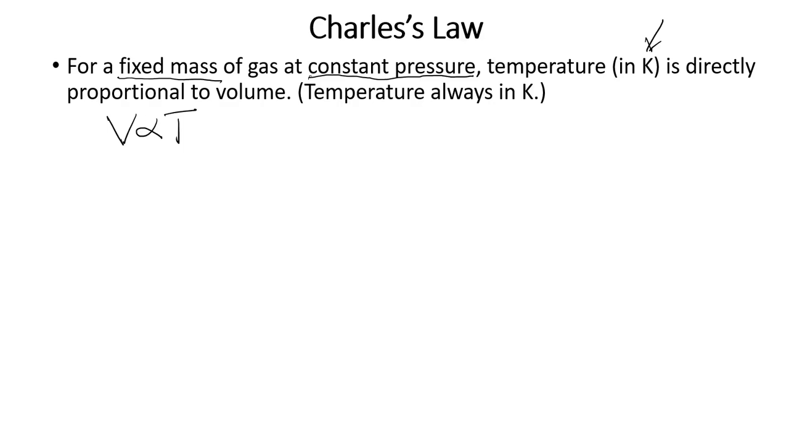Now, if we want to remove the proportionality sign here, we can say V is equal to KT, where K is just a constant. Or we can say V over T is equal to K. That is, if you divide both sides by T. So these T's cancel each other, and we have V over T is equal to K.